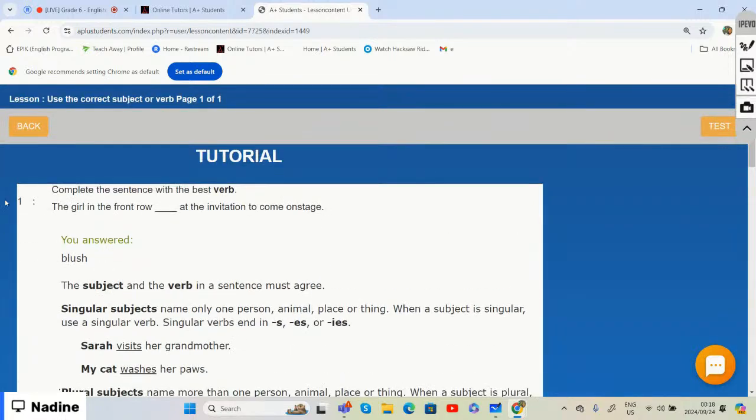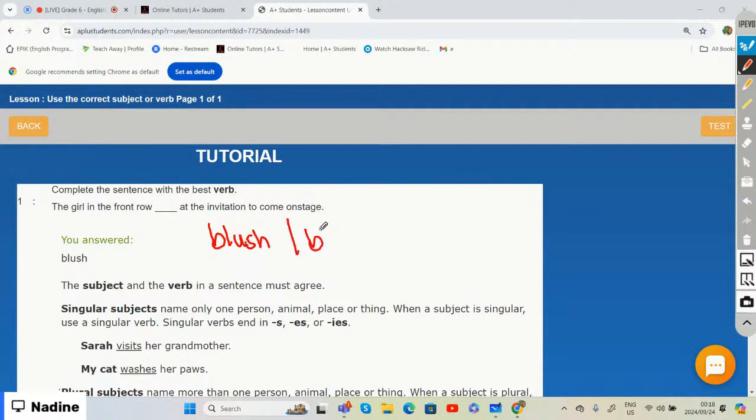Right? So now, we're going to look for the base verb to complete our sentence. It says the girl, one girl, in the first row. Do we say blush or do we say blushes at the invitation to come on stage? So do we say the girl in the first row, the girl, one girl, do we say she blush at the invitation to come on stage or she blushes? What do you think is the correct answer?